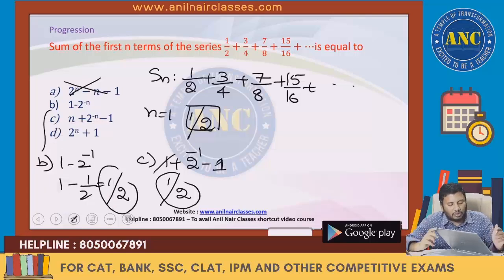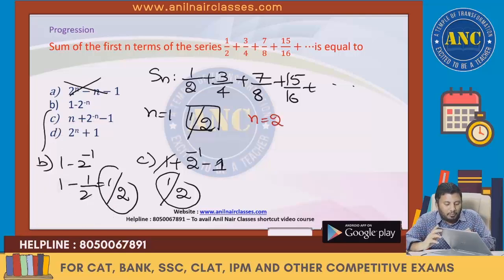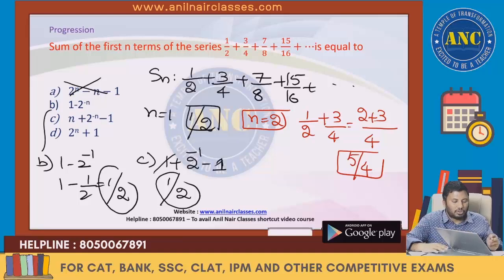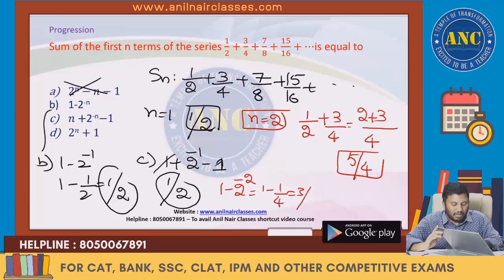Put n equivalent to 2. This will become 1 by 2 plus 3 by 4. 2 2s are 2 plus 3, 5 by 4. N equivalent to 2 should give you 5 by 4. B option: 1 minus 2 power minus 2, 1 minus 1 by 4, 3 by 4 cannot be the answer. So option is C. I hope it is clear.